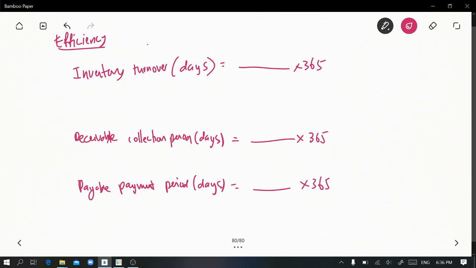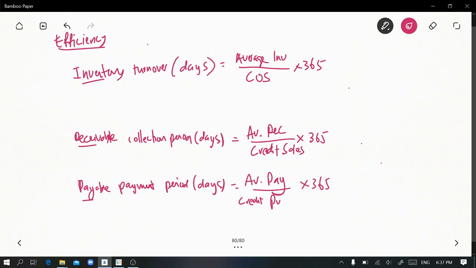Alright, so the formula: for inventory, you take average inventory, average receivable, average payable. So inventory, you start with average inventory, receivable, average receivable, and payable, you start with average payable. Inventory is divided by cost of sales. This one you divide by sales, must be credit sales, on loan or debt, and credit purchase.